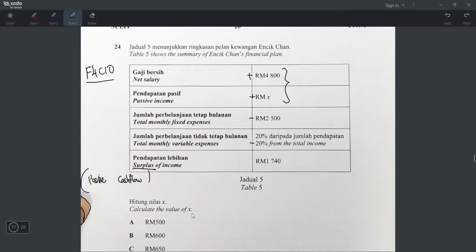Calculate the value of X. You need to use the cash flow formula. The cash flow formula is total income minus total expenses. So what is the total income?